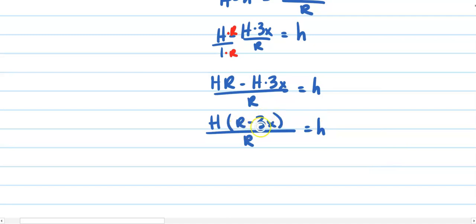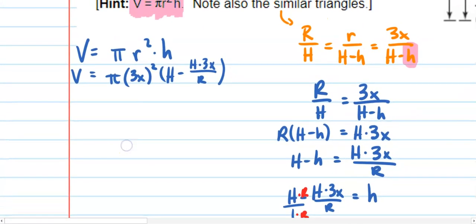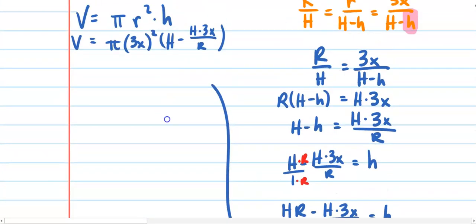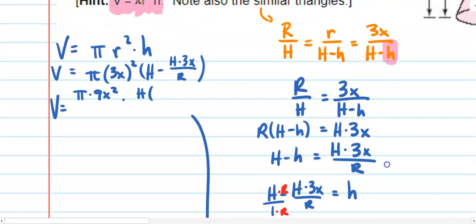And so this is potentially nicer because we're dealing with a single fraction now equal to h rather than a difference of two numbers. And if we bring this form of lowercase h up to our example above, and also expand or clean up this 3x squared, we might end up seeing a volume function that looks more like this. We have pi times 9x squared times h times r minus 3x, all of that over r.